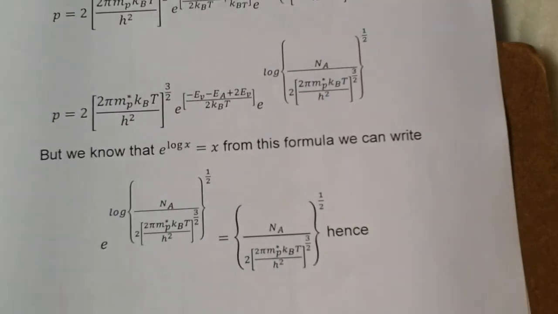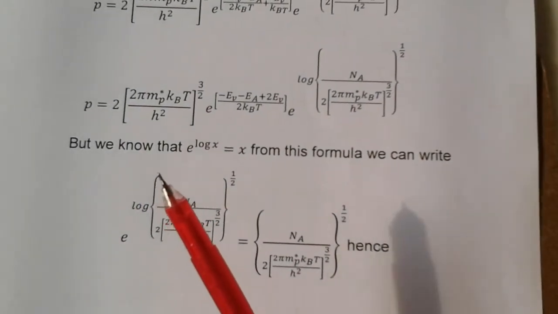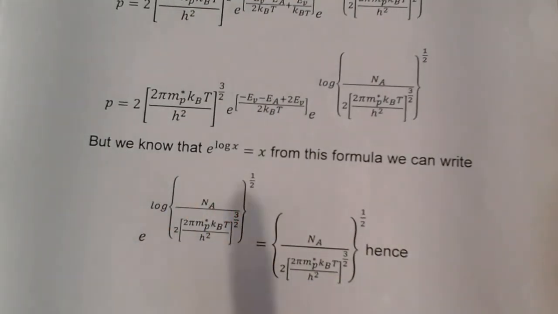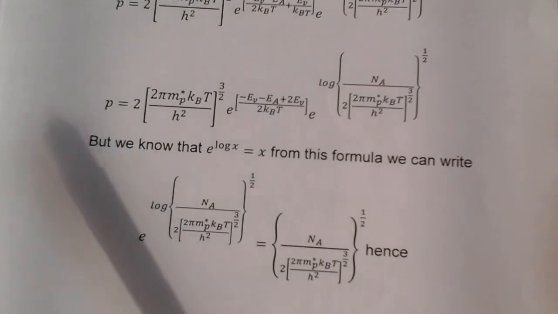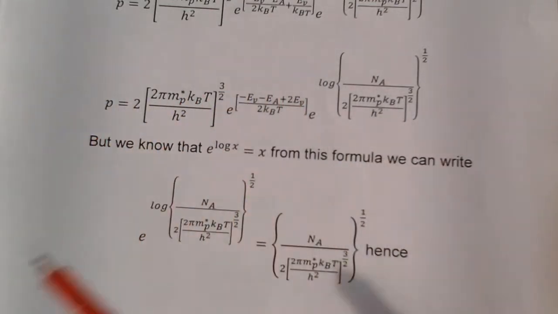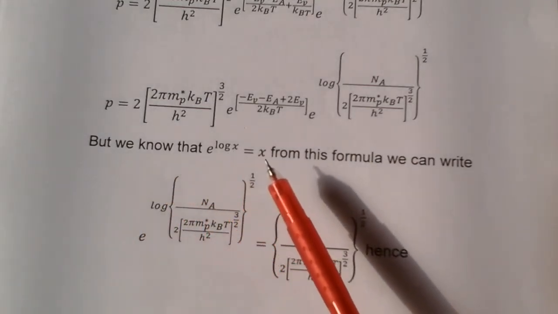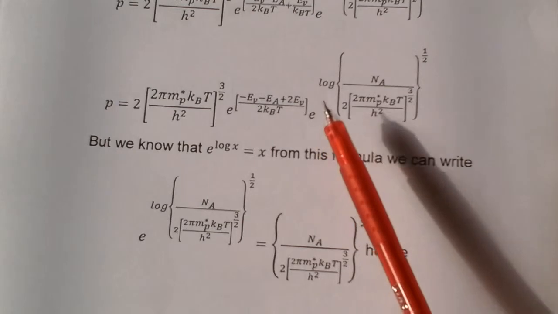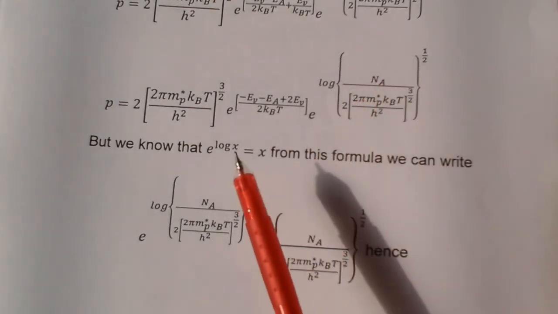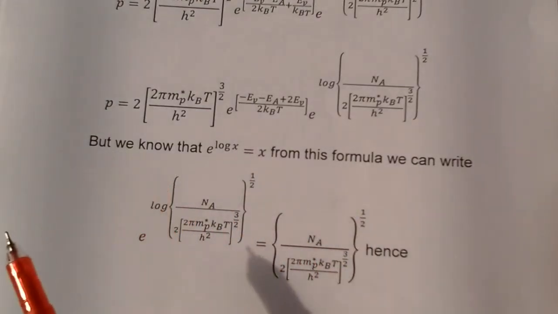But now we are taking another formula. So P is equal to, we got this value now from this value. But we know that e to the power of log x is equal to x. According to that formula, e power of log x, we can write x.